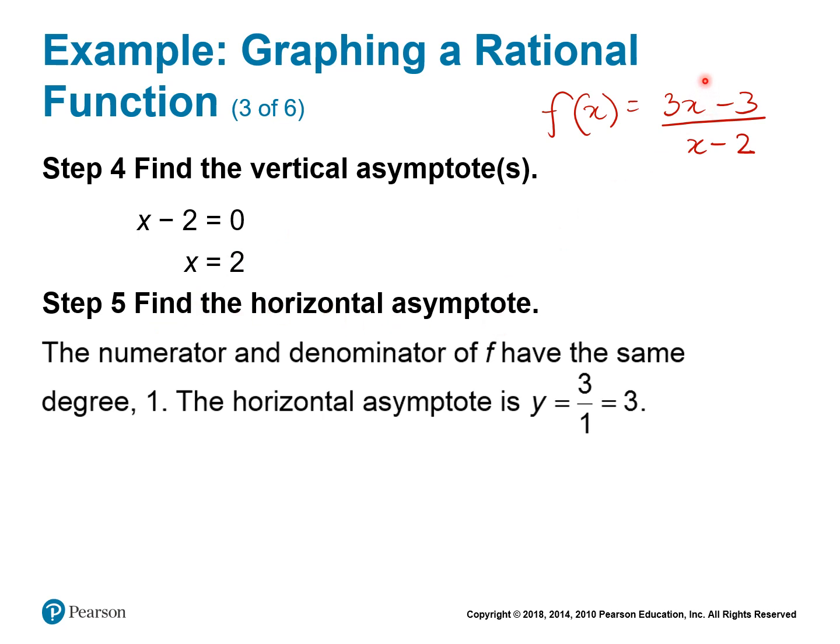Find the horizontal asymptote. We have to look at the exponents of the leading terms in the numerator and denominator. Both have degree 1, so n and m are equal, right? The numerator and denominator of f have the same degree, 1. So the horizontal asymptote will be 3 over 1, so y equals 3 is where the horizontal asymptote will be. Okay, so the vertical asymptote is x equals 2, and the horizontal asymptote is y equals 3.